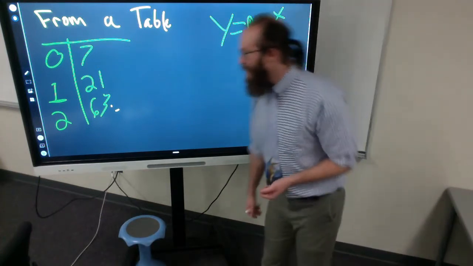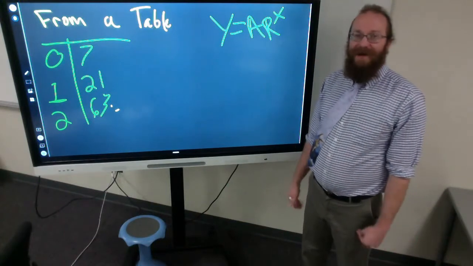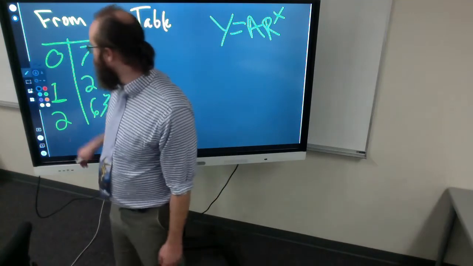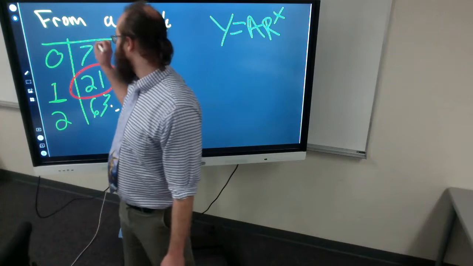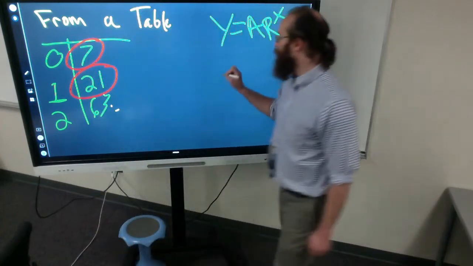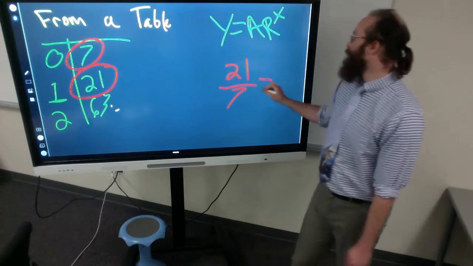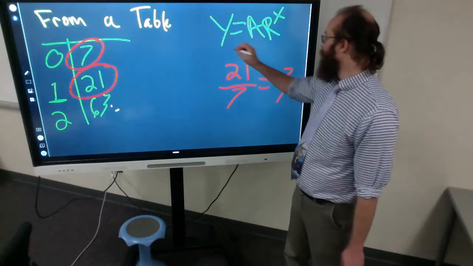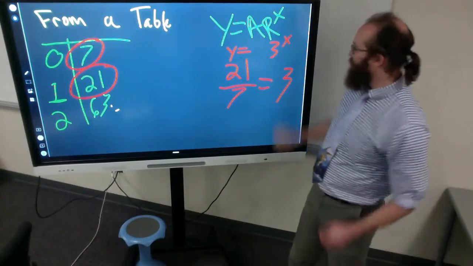Cool. So how do we find out our values? First off, we need to find our R value. And to do that, we're going to take our second number and put it over our first number. So 21 goes on top, 7 goes on bottom, and we get 3. So y equals blank times 3 to the xth power.